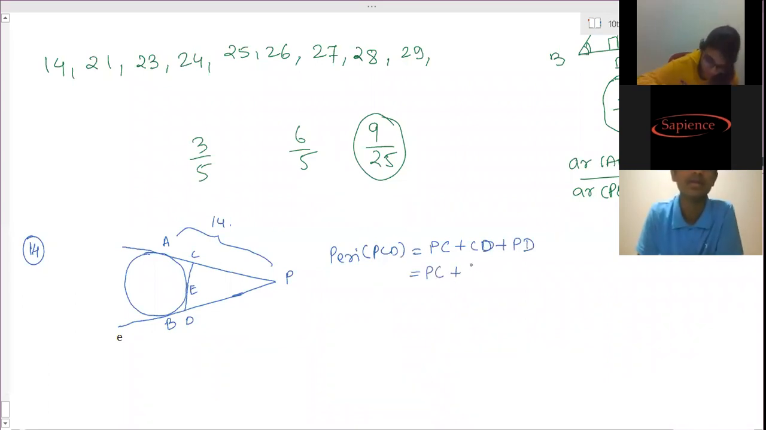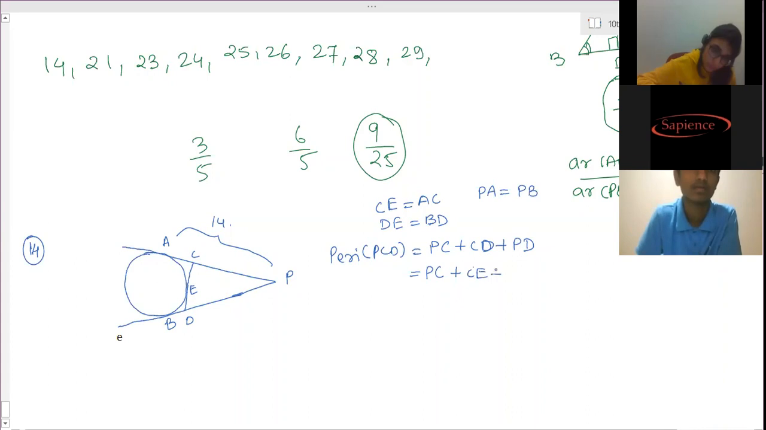CE is equal to AC and DE is equal to BD. PC plus AC is equal to PA and PD plus BD is equal to PB. PA is equal to PB. Tangent from C, tangent from D, tangent from P.